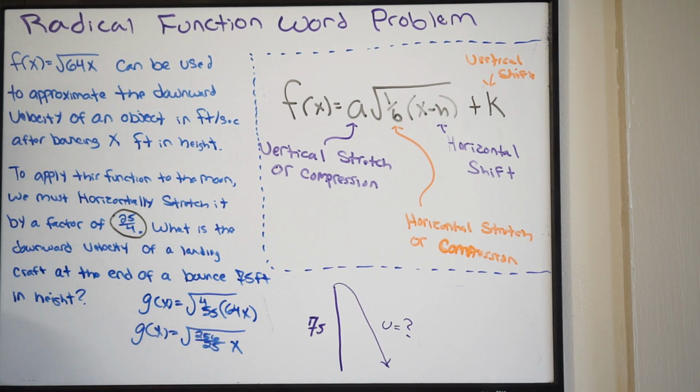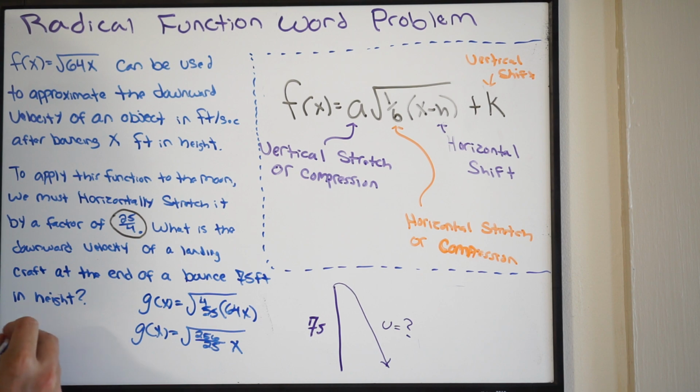So I'm going to do everything within the radical, and then I'll take the square root at the end. So I'm going to do 75 times 256 divided by 25, and then take the square root of this answer, and we get 27.7. And again, this is going to be in feet per second.